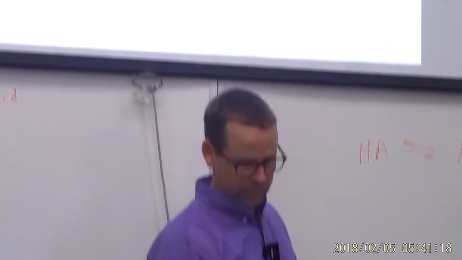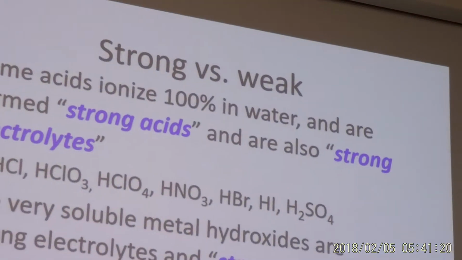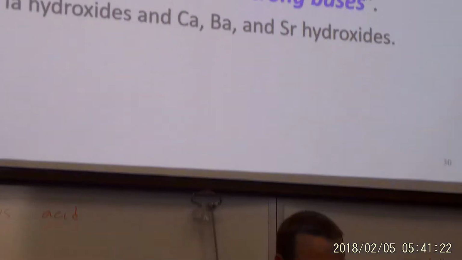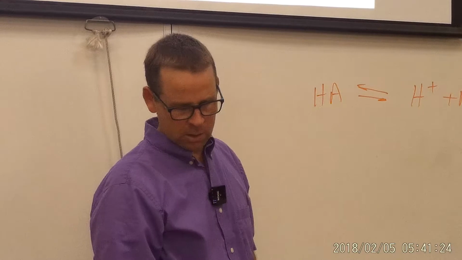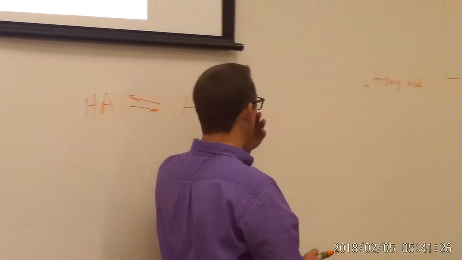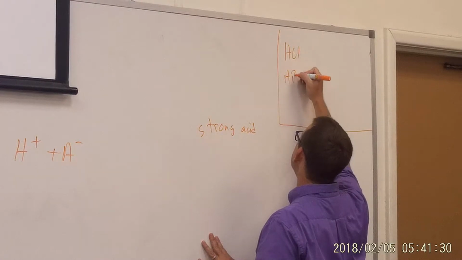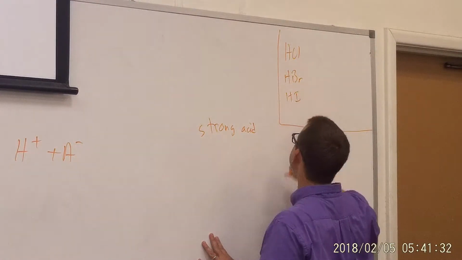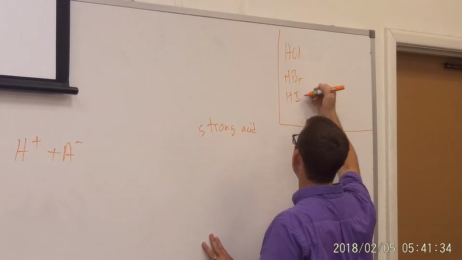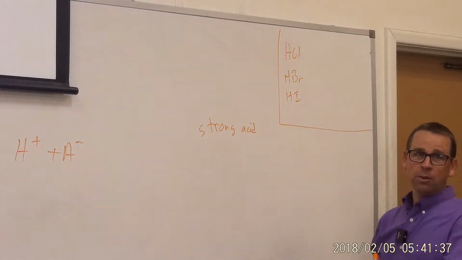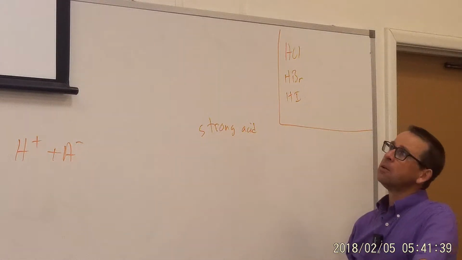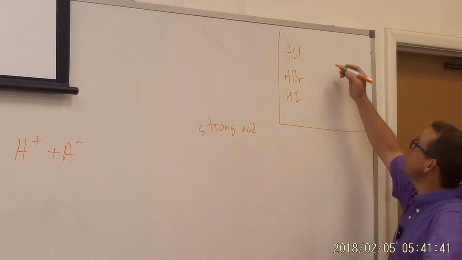There it was. Slide 30 talks about your strong acids. Okay? And the strong acids here are HCl, HBr, and HI. Hydrochloric, hydrobromic, hydroiodic. Those are our binary strong acids.